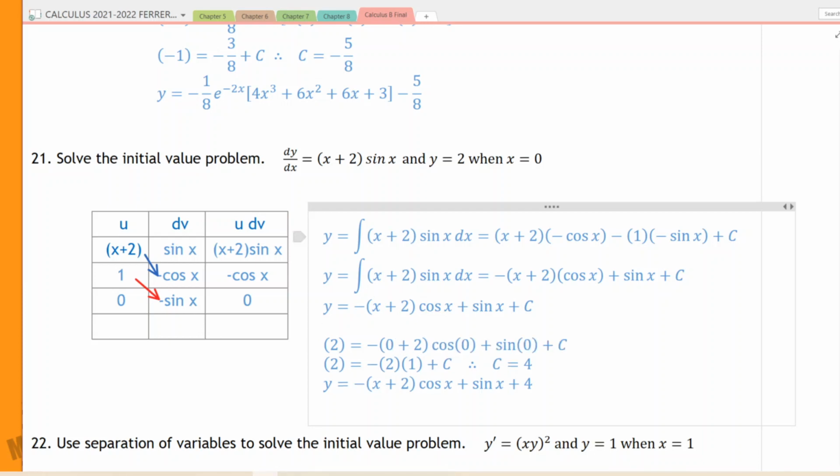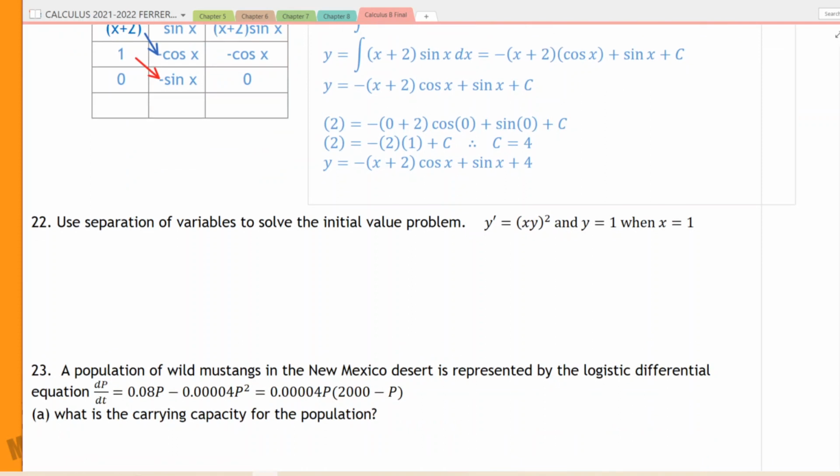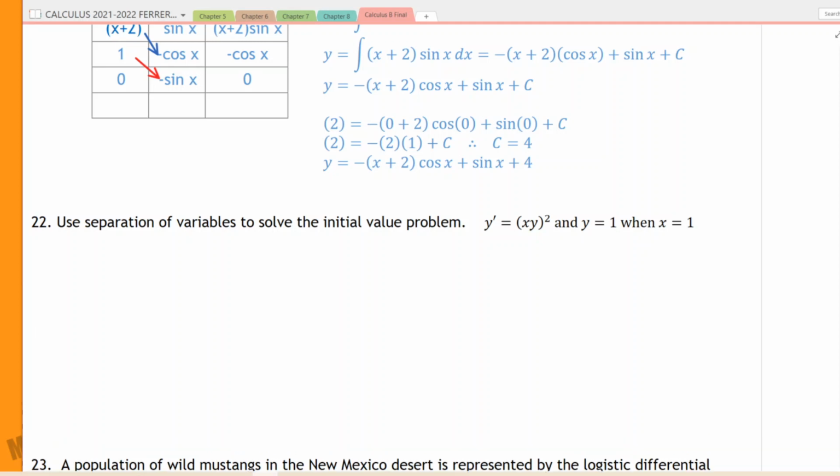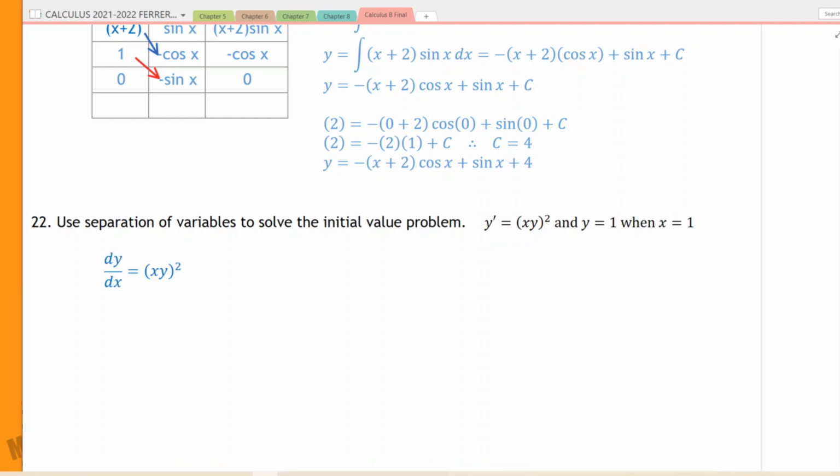Well, I think we have time for at least one more. So let's see. Use separation of variables to solve the initial value problem on number 22. So let's write that down as an initial value problem. y prime is, of course, dy/dx. And I really don't like the way we have the quantity of x, y squared, because it's difficult to separate variables with that. So I'm going to re-express that as x squared, y squared.